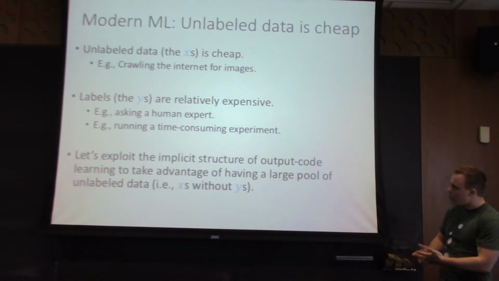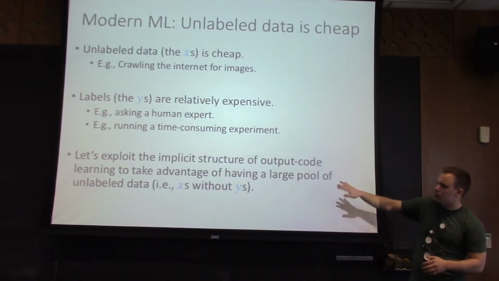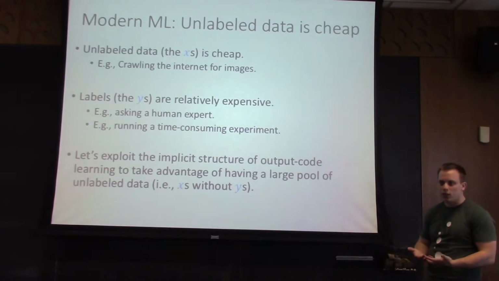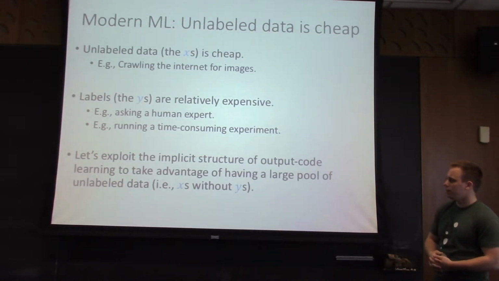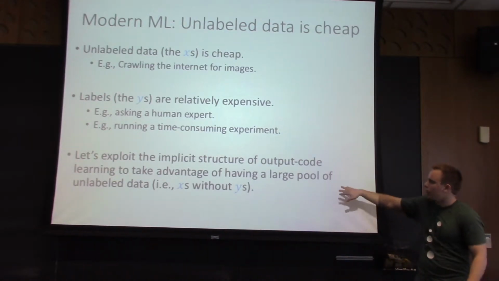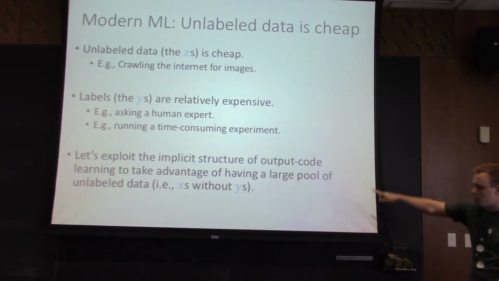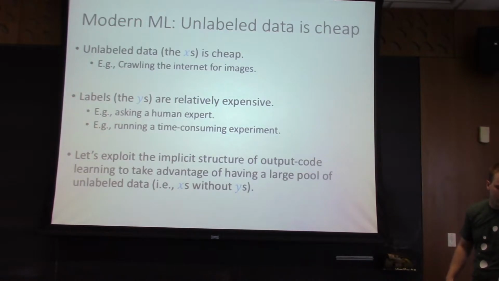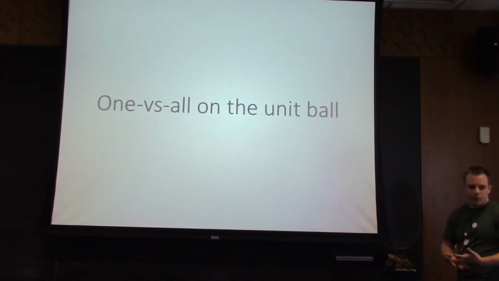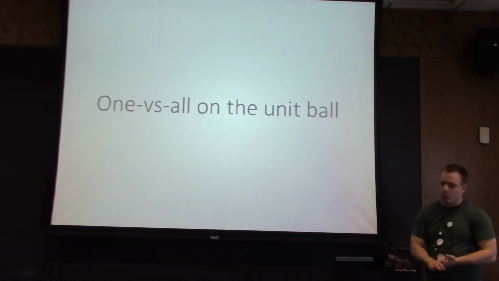And so for the rest of the talk, we're going to look at exploiting this implicit structure from the existence of a good output code classifier to take advantage of having large collections of unlabeled X's without the corresponding labels. Okay. So I think in the specific examples, this will be a bit more clear.